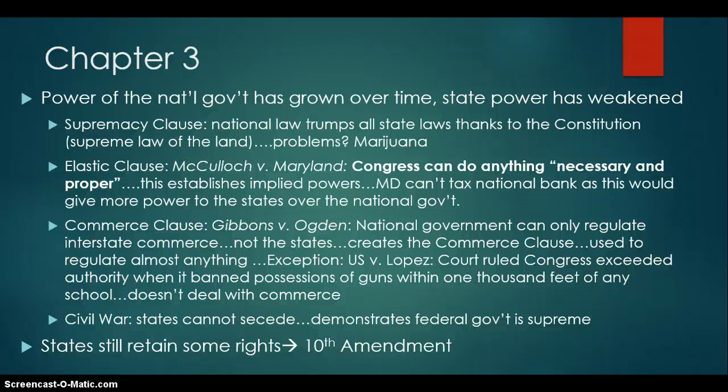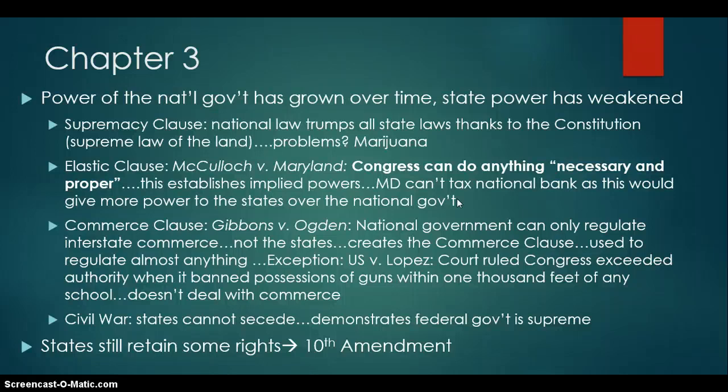But the Supremacy Clause increases the power of the national government. We also have something called the Elastic Clause, which comes out of McCulloch v. Maryland. And it basically says that Congress can do anything that's necessary and proper. It's called elastic because they're sort of stretching the Constitution out a little bit. Even though it doesn't directly state this, it's implied. Again, these are implied powers. So when Maryland, in this case, tried to tax the national bank, which was owned by the federal government, the national government would have to pay a tax. And the Supreme Court ruled ultimately that this would have given more power to the states over the national government. And it says, no, that's not your domain.